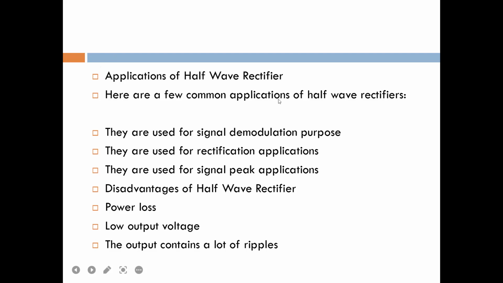Here are a few common applications. They are used for signal demodulation. They are used for rectification applications. They are used for signal peak amplification. And these are the disadvantages: the first is power loss, the second is low output voltage, and the third is that the output contains a lot of ripples.